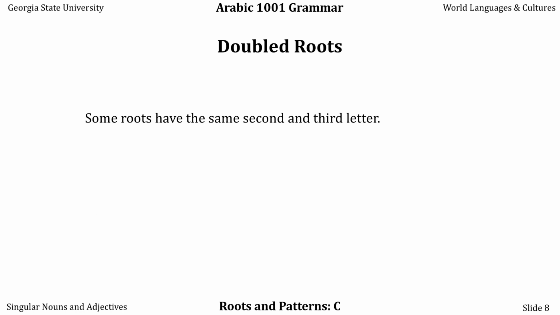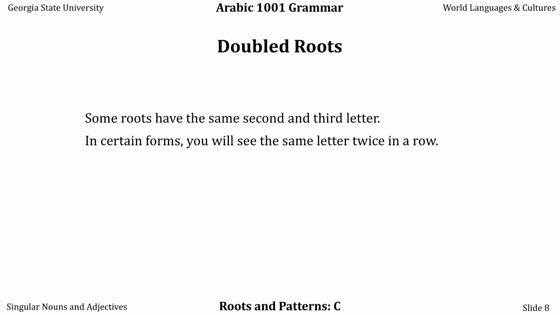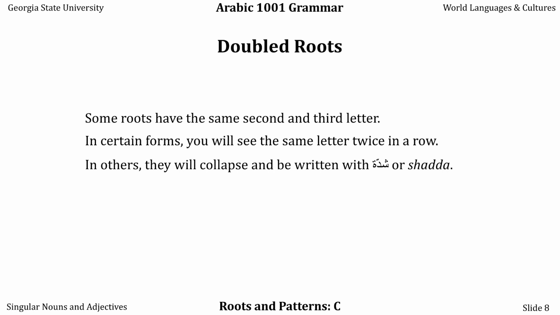Another type of root is the doubled root. That is, it has the same second and third letter. In certain forms, you'll see the same letter twice in a row, like jadid, the adjective. In others, the two letters will collapse and be written as one letter with shadda over them.